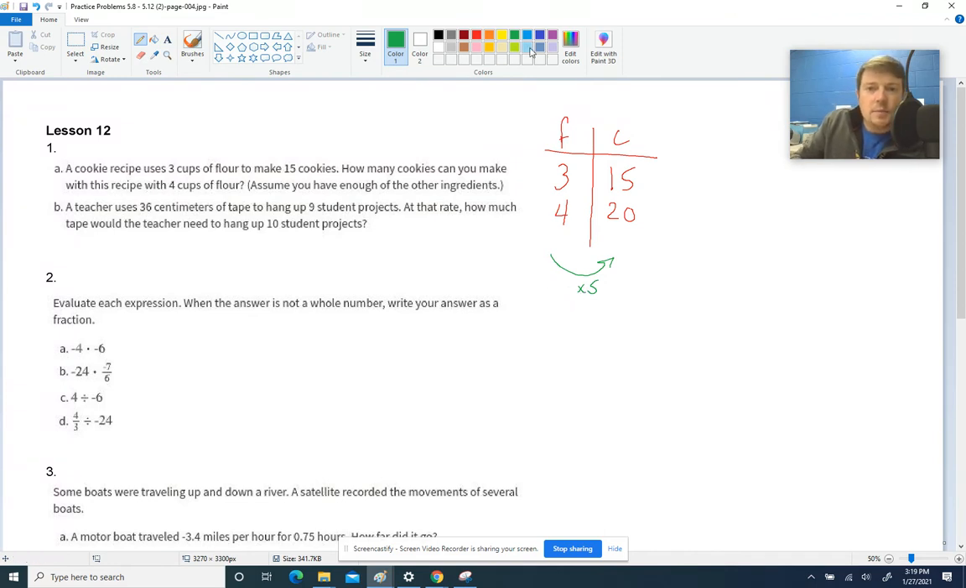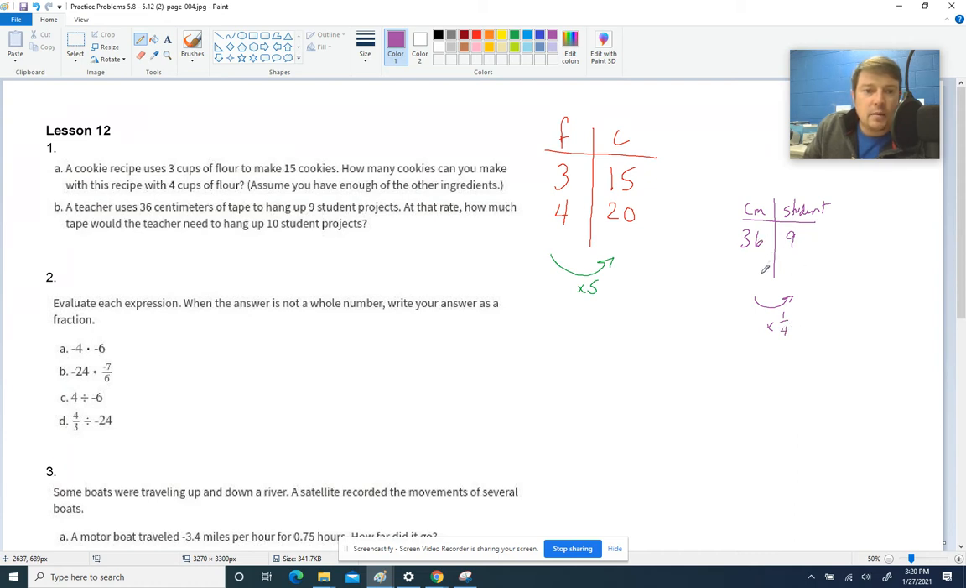All right, and then the next problem there is a teacher uses 36 centimeters of tape to hang up 9 projects for students. And at this rate, how much tape would the teacher need to hang up 10? Okay, so this is another pretty easy one here. We've got centimeters versus students. Those are our quantities. And 36 is enough for 9. And I noticed that this has a constant of proportionality of a quarter, right? A quarter of that number will be here.